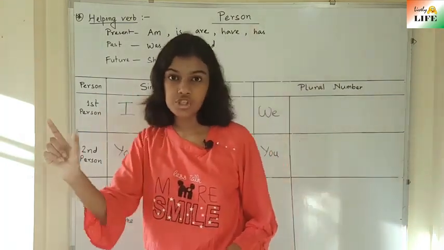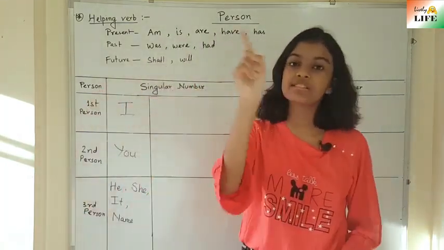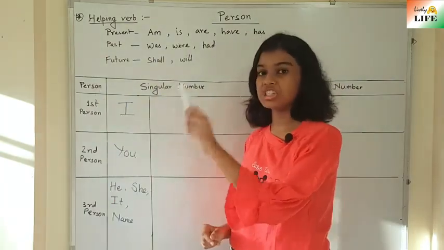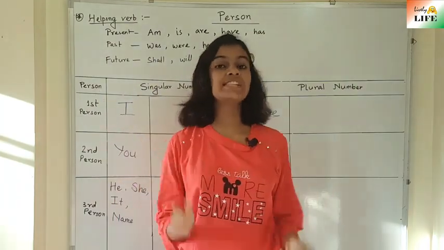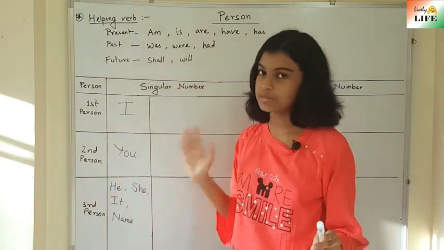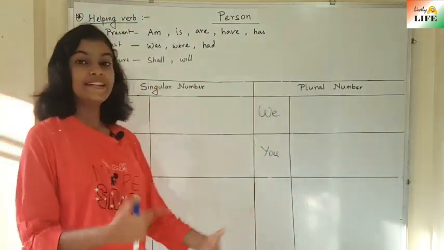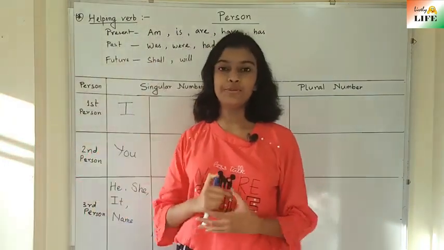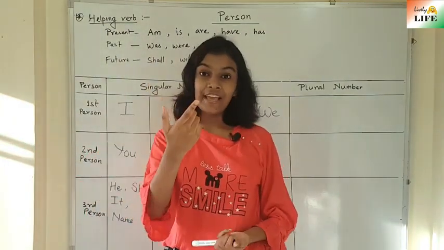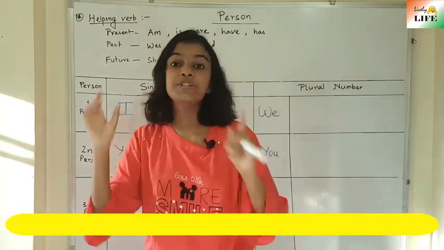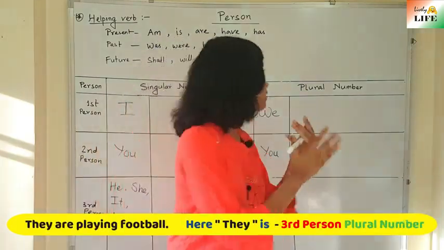So the my watch, watch is what? Singular. It is one watch. So my watch is kept on the shelf. So my watch is singular number. Third person singular number. Alright, now plural number. They are playing football. They means what? A lot of people together. So it is plural.